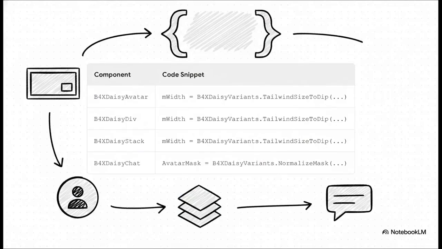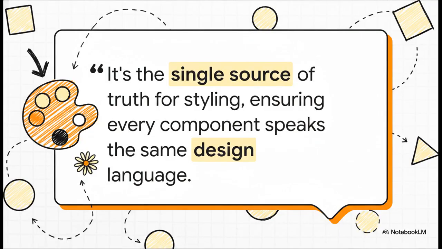And this right here is the proof. Just look at the code snippets. We've got an avatar, a div, a stack, a chat component, 4 completely different things. But they are all calling the exact same functions from that B4X DaisyVariants module to figure out their styling. That is how you enforce consistency. It's baked right into the code. And the quote on screen says it all. It's the single source of truth.